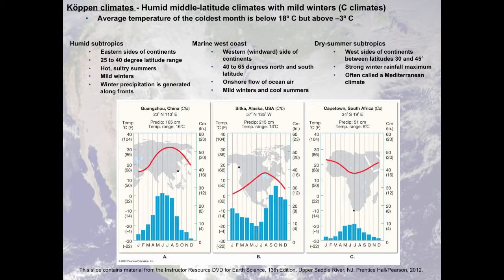And then there's dry summer subtropics, which tend to be on the west side of continents in the southern hemisphere between latitudes 30 and 45. There's strong seasonality to rainfall. There's a winter rainfall maximum, which is the southern hemisphere winter in May, June, July, August. It's often called a Mediterranean climate, which is just basically a Eurocentric view of the climate system.